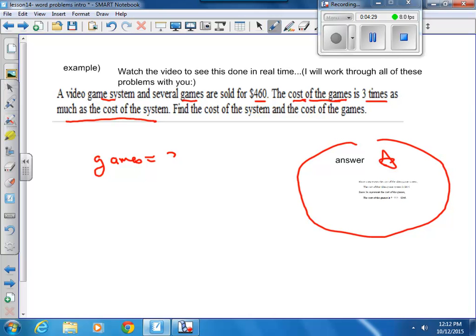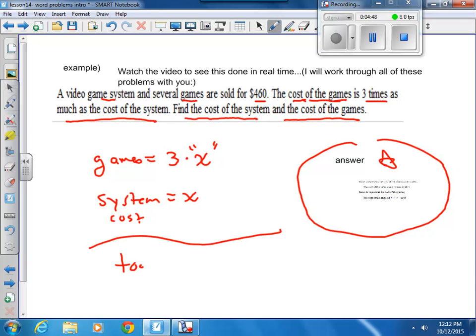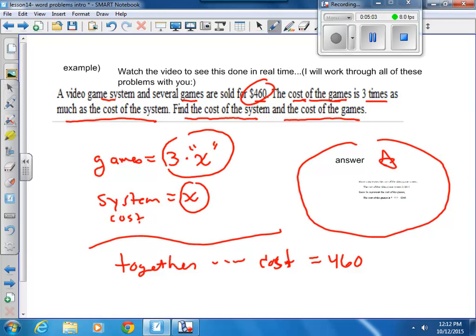Games, 3 times as much as the system cost, but the system is going to be X. Something has to be X. So we lay that out. Find the cost of the system and the cost of the games. Well, keyword together. Together is a keyword for adding. Together, the grand cost is 460, right? So that means that this expression, the games plus the system, have to make 460.